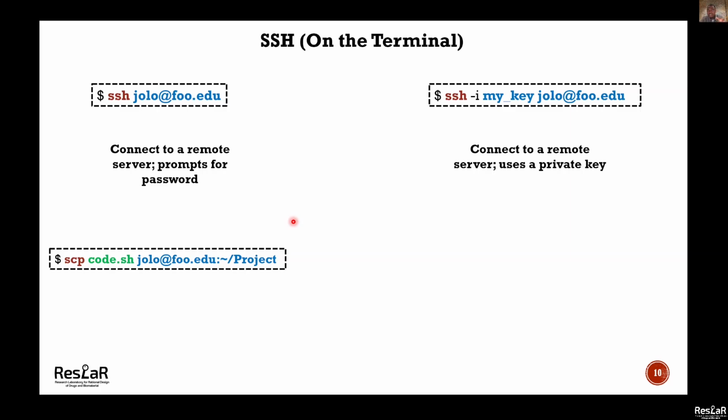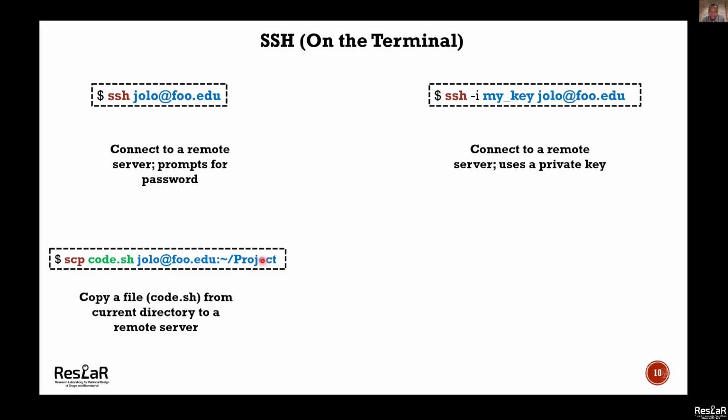Now, if there are files in the server and you want to bring them to your local laptop, or maybe there are files in your local working space that you want to take to the server, how do you do it? So scp is one of the important commands. For example here, with scp, I'm copying a file named boot.sh into an online server, jolo at foo.edu, and then into a folder called project. I'll run this. If I already have access, it will copy automatically. If I don't have access, it will request a key or password.